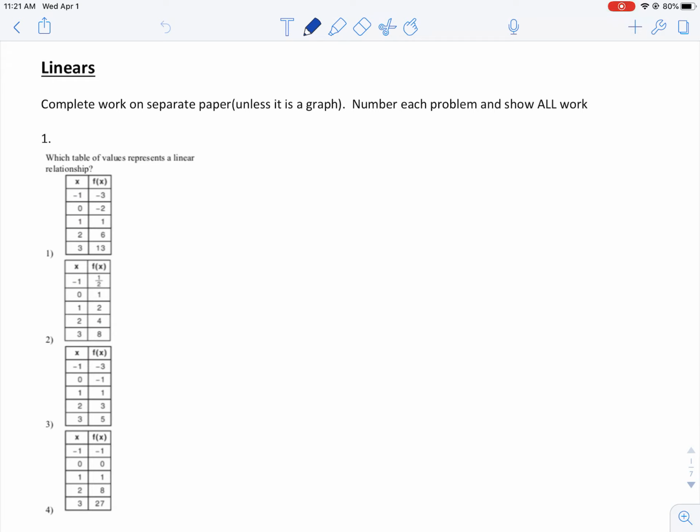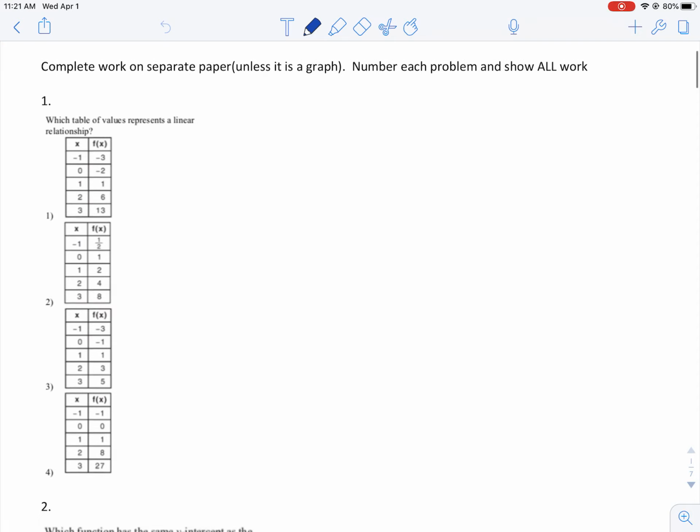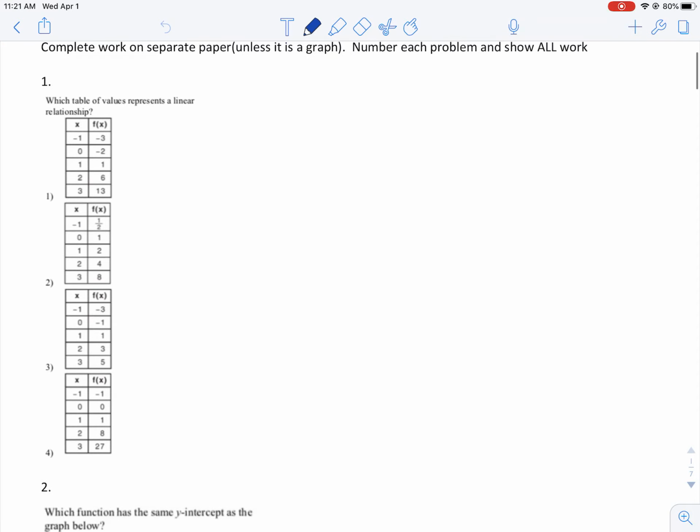It says complete work on a separate sheet of paper. All right, we're talking about linear functions, okay? So that's what this section is going to be about. And the first problem says which table of values represents a linear relationship, okay? And so what we are looking for here is when we're talking about linear functions, okay?